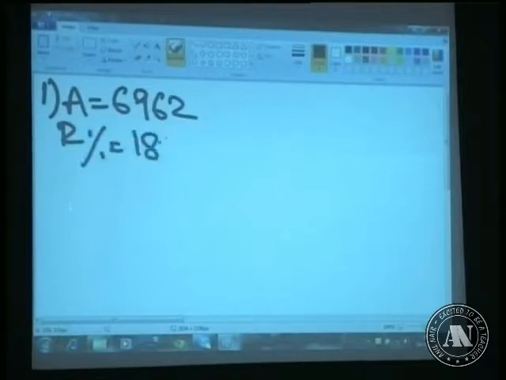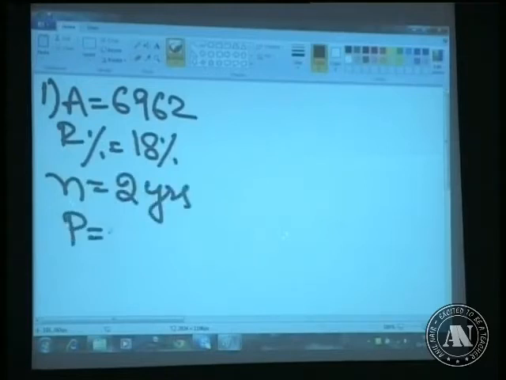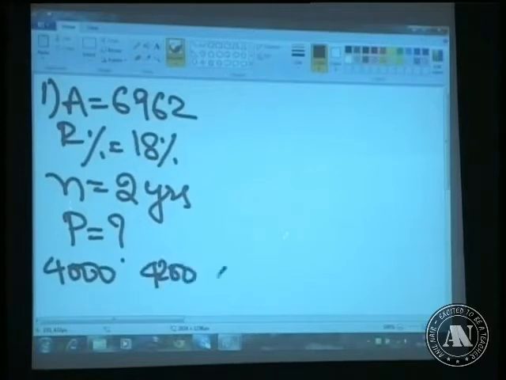Is it clear? Right? Now, next point, please write down: application of digital sum in compound interest. It's a very, very important concept. Most of the students find it difficult. First question, amount is 6962, rate is 18%, time is 2 years, P equivalent to how much? This is in compound interest. Options are: first option 4000, second option 4200, third option 4500, fourth option 5000.